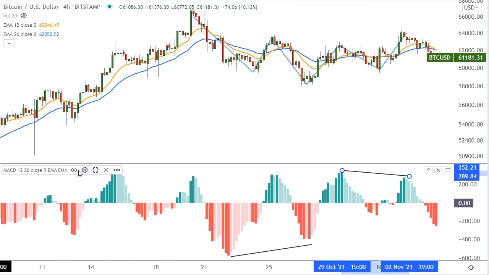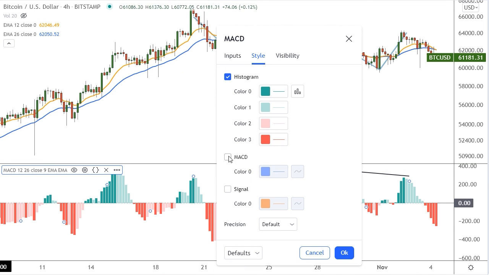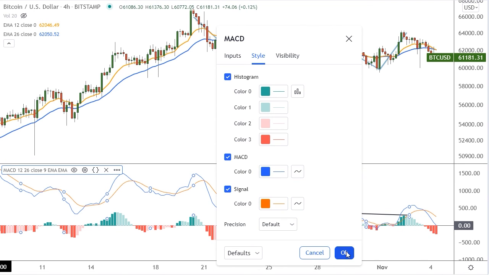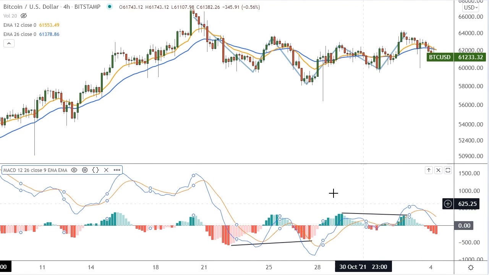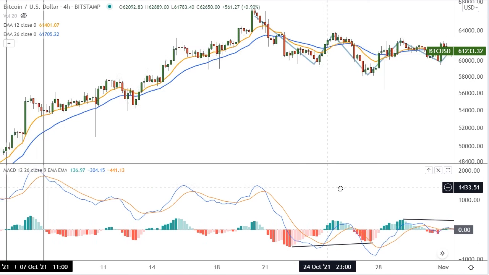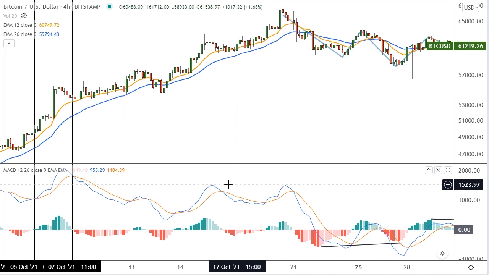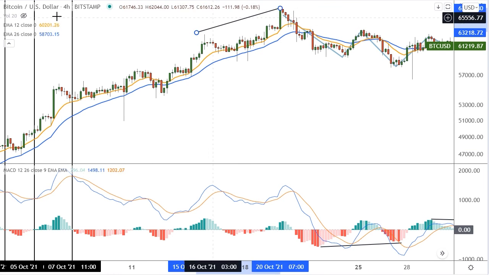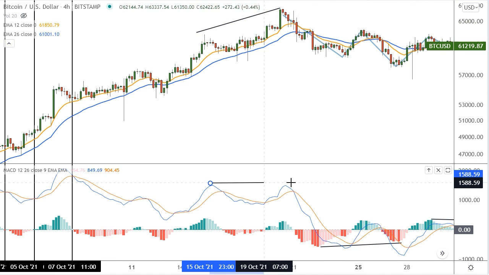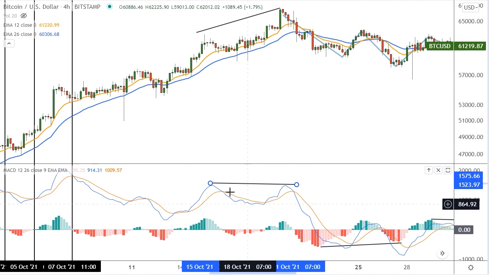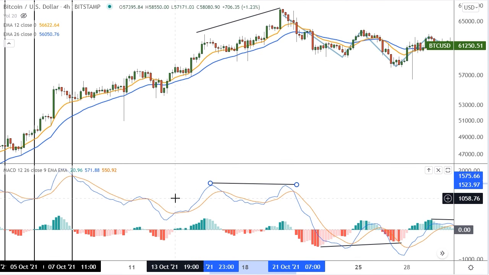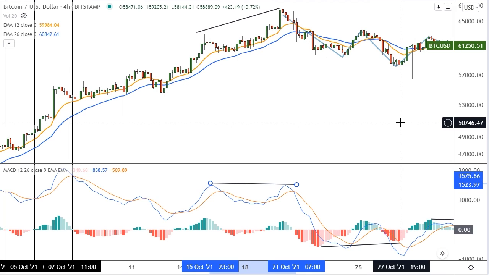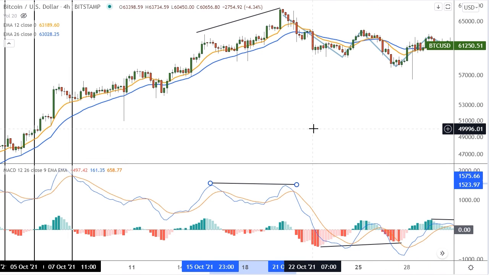You can also look for divergences between price and the MACD line. So let's see here. Yeah, here's maybe not a perfect example, but you've got a higher high on price, and then you've got a slightly lower high on the MACD line. So that is divergence. That tells you that the market is about ready to turn.